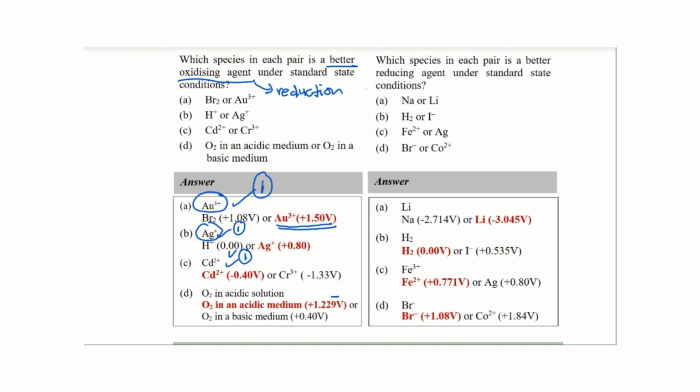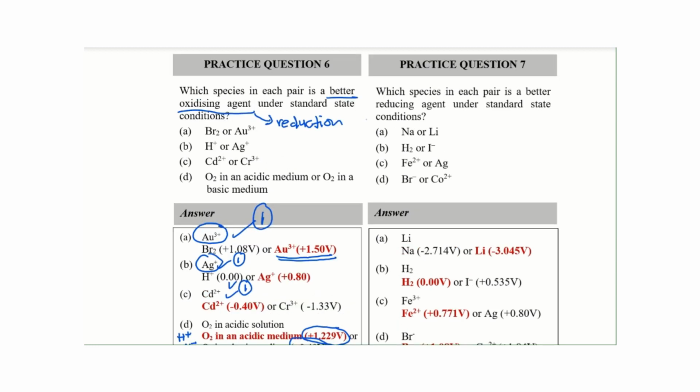How to get both values? We have to refer to the standard reduction potential table. To find the value for oxygen in acidic medium, you take the equation that has oxygen, and it must also have H+, because H+ shows that it is acidic. To take the value for oxygen in basic medium, you take the equation where the oxygen has OH-.